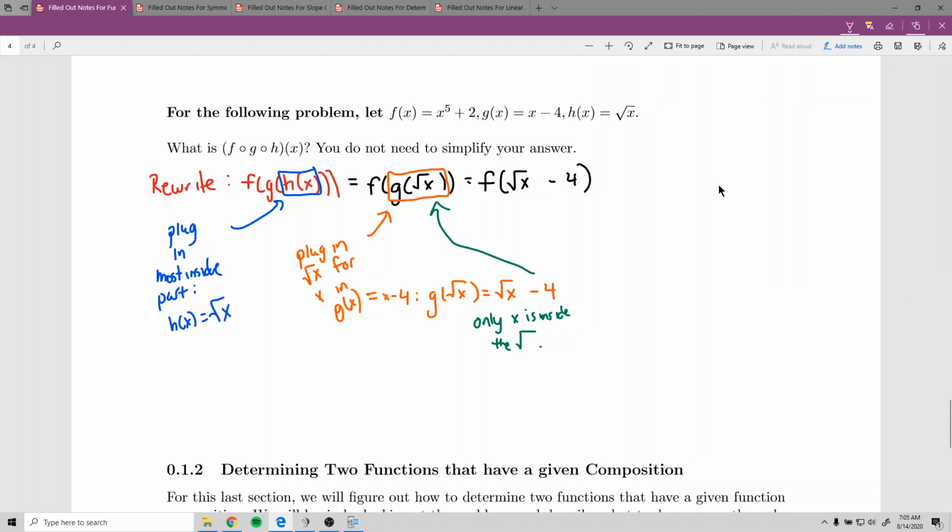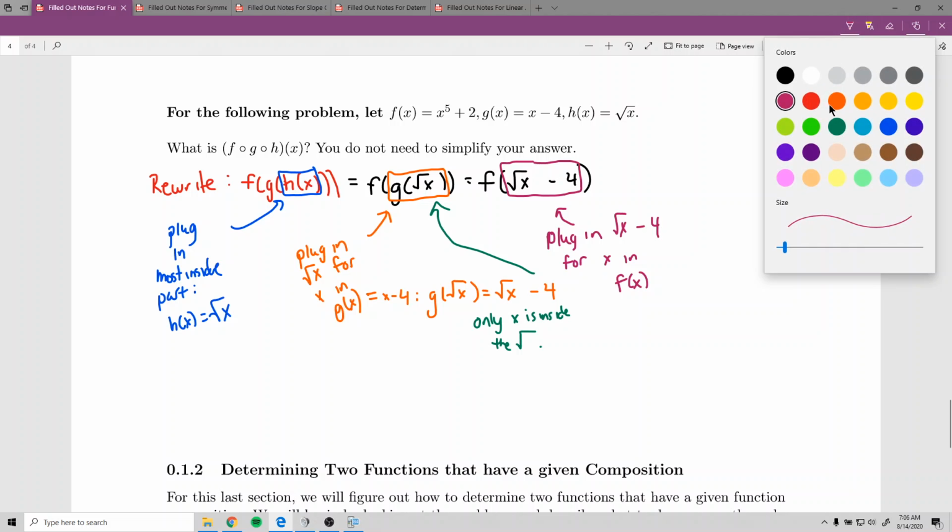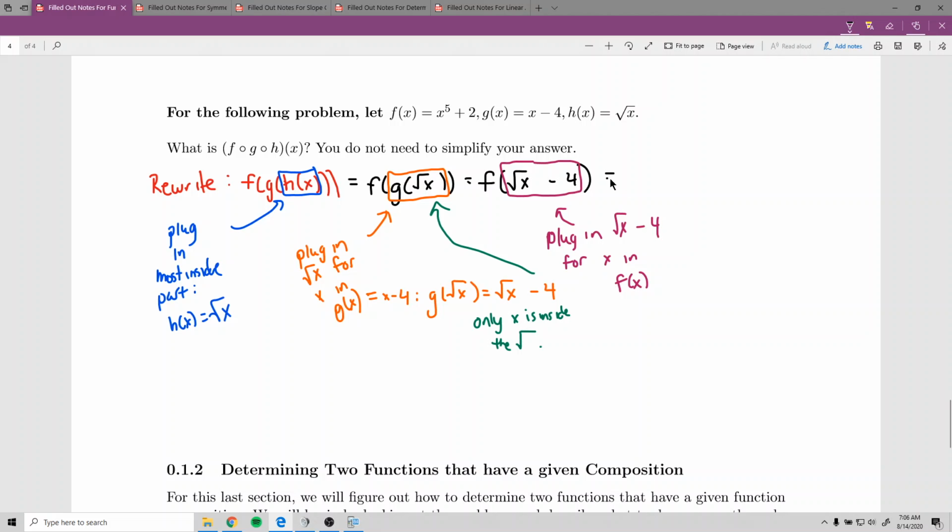From before we would have been done, we had 2 steps to do. This one we just have 3 steps, and we just continue. Now we have only f, and on the inside of our parentheses is the square root of x minus 4. So our last and final thing to do is plug in square root of x minus 4 for x in f of x. And this one we can do directly. We don't have to do it on the side because it's our last thing.